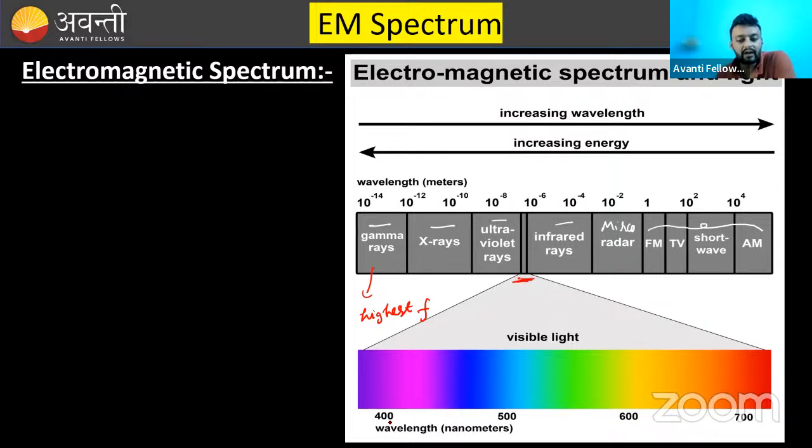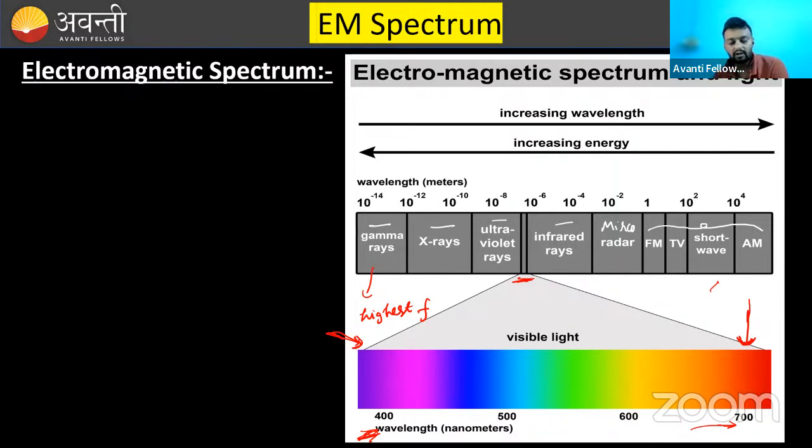Out of the visible region, you can say it varies from 400 nanometer to 700 nanometer. The highest wavelength color is red color. You can see this, highest 700 is of red color, and the lowest is 400, which is almost violet color. You can remember this relation as well.